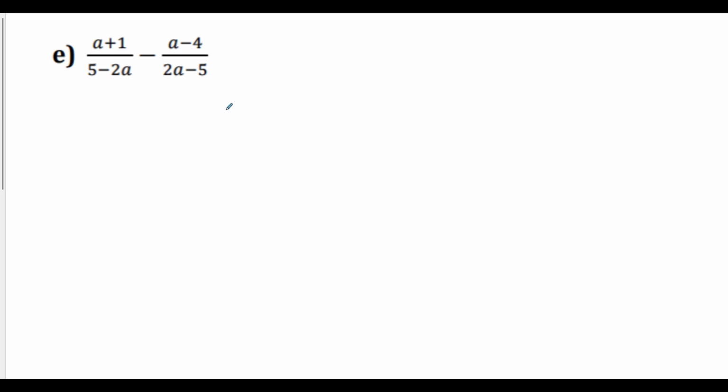Same procedure where we need to make a common denominator. Let's take a look at the denominator, shall we? They look kind of the same. Question is, are they the same? Well, one's 5 minus 2a, one's 2a minus 5. Why don't we rearrange this first one?